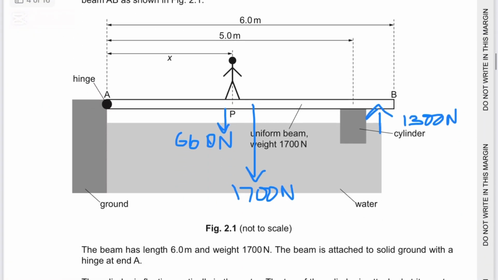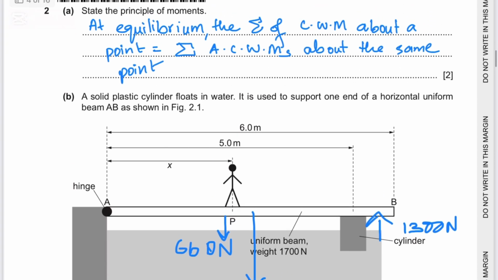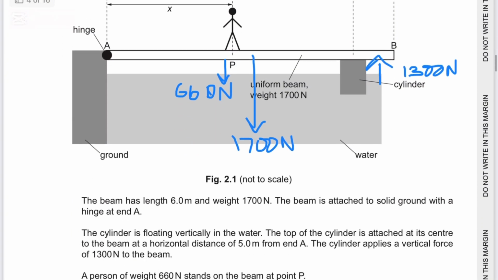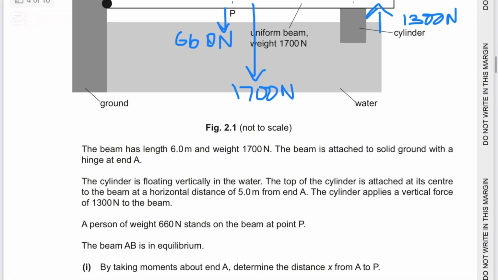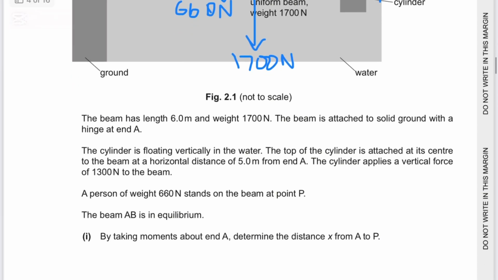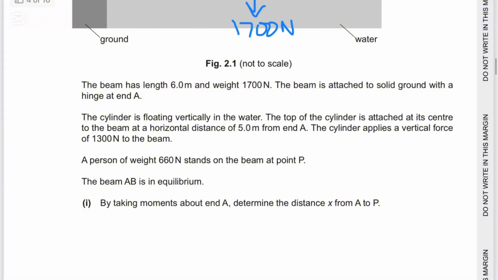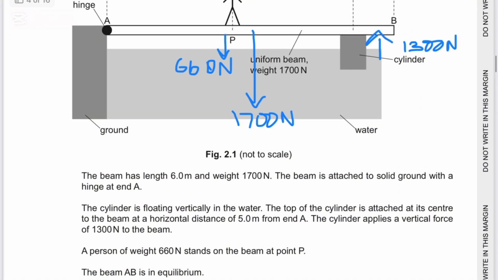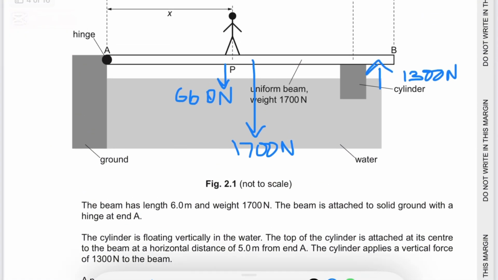Now we are looking at a question that requires you to recall your knowledge of moments, and as it is written over here, the beam is in equilibrium, which means the sum of clockwise moments must be equal to the sum of anti-clockwise moments. You are supposed to take moments about A, and determine the distance x from A to B. Okay, that means A over here will be your pivot, and you are supposed to find this distance over here.